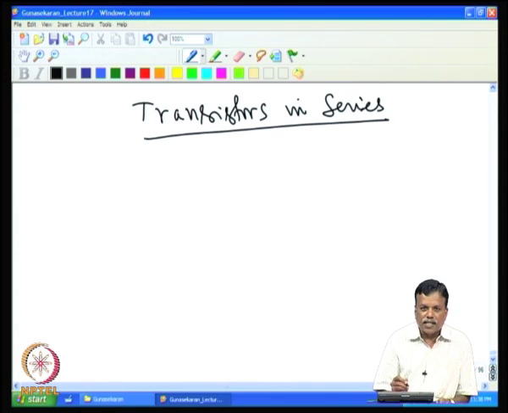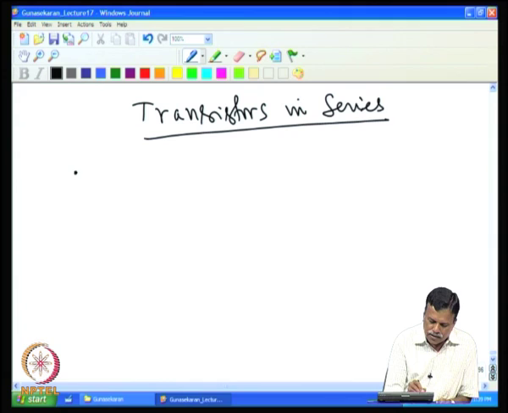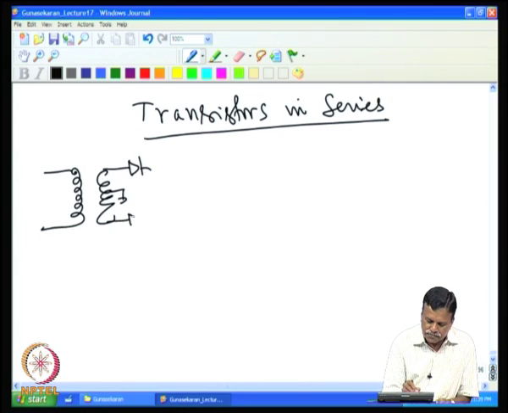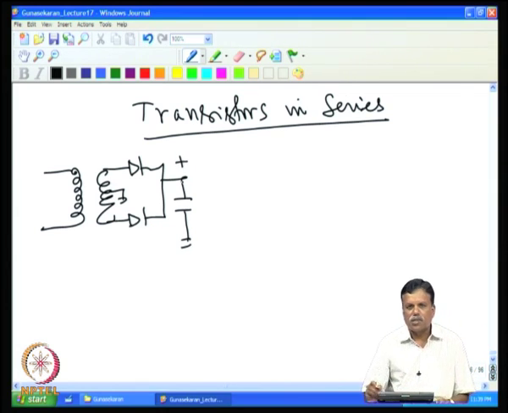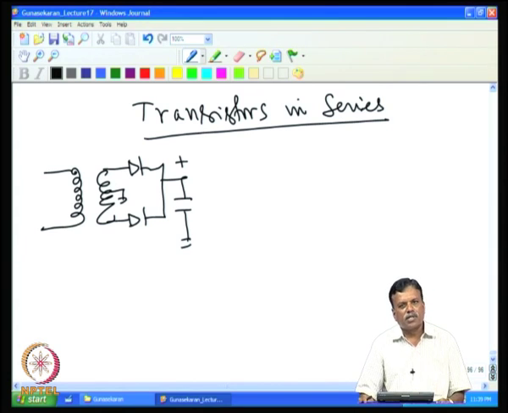Now, let us take again the linear power supply example that we have. Assume that we need a high voltage power supply. Then our regular rectifier circuit is here. Assume I have a 1000 volt supply and I need only very low current, that 1000 volt regulated voltage. In that case, how will I go about designing this circuit?